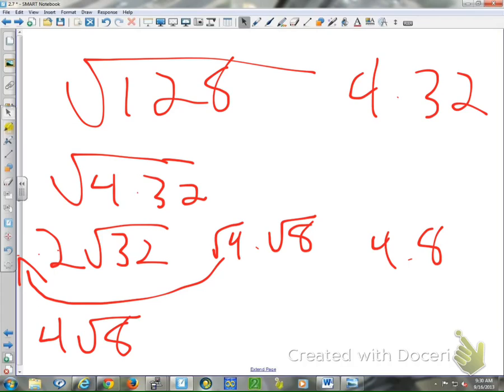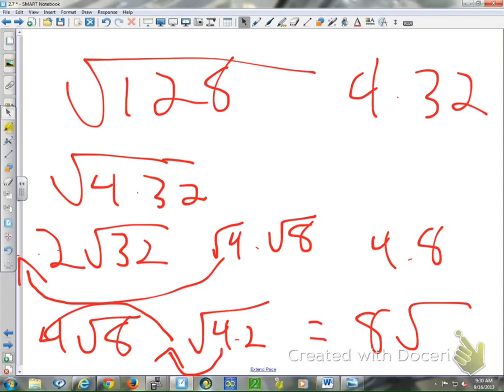Does 8 have a perfect square that goes into it? Yes, that'd be 4 and 2. And that would come out as another 2. So 4 times 2. Okay, this guy's kind of complicated. There's got to be an easier way to do it.